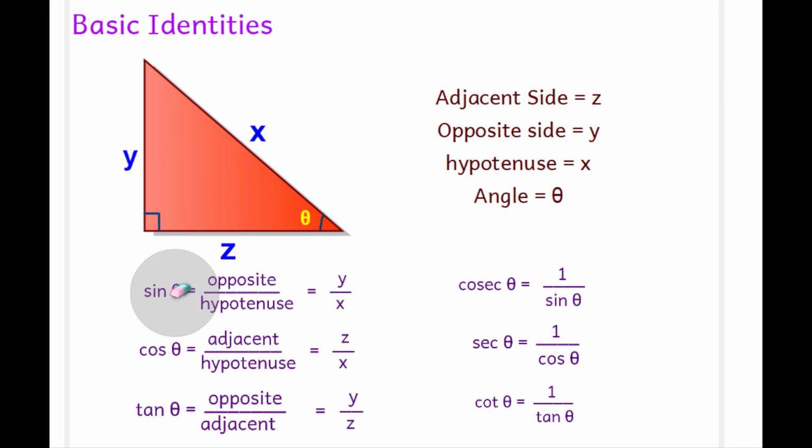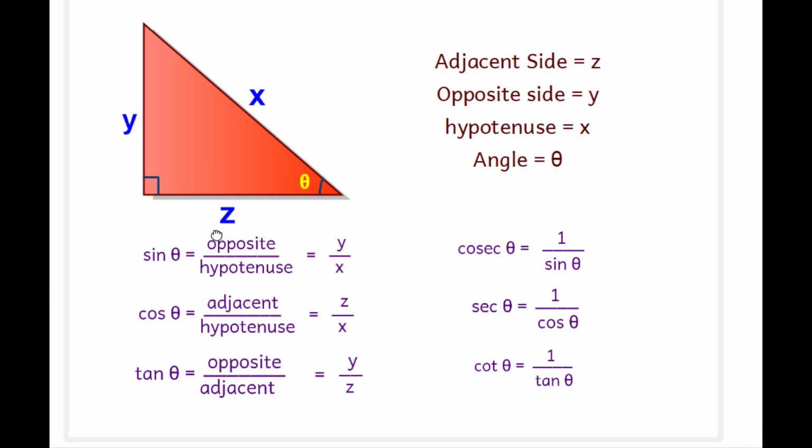So how do we define the sine of theta? Sine theta is opposite upon hypotenuse. Opposite is y and hypotenuse is x, so it is y by x. Cos theta is adjacent upon hypotenuse, which is z upon x. Then tan theta is sine theta upon cos theta, which is actually opposite upon adjacent, so it is y by z.